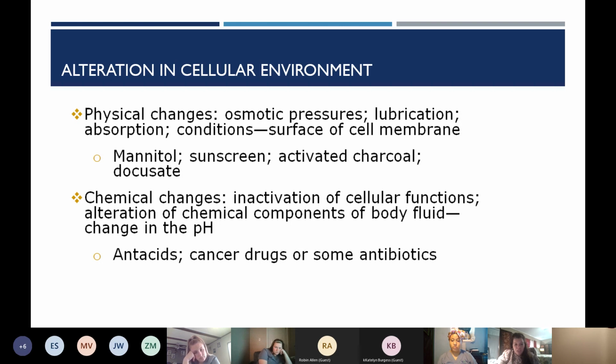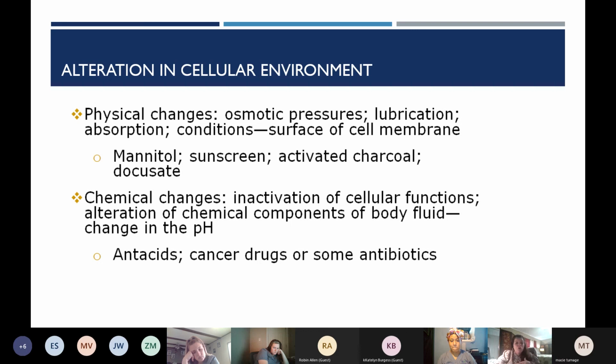When you apply sunscreen to your body, there's a physical change that takes place on the surface of the skin that does not allow those UV rays to be absorbed. That's how that medication works. That's its mechanism of action. You're going to hear me say mechanism of action a lot.